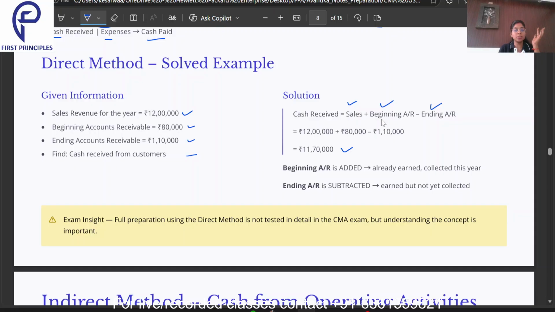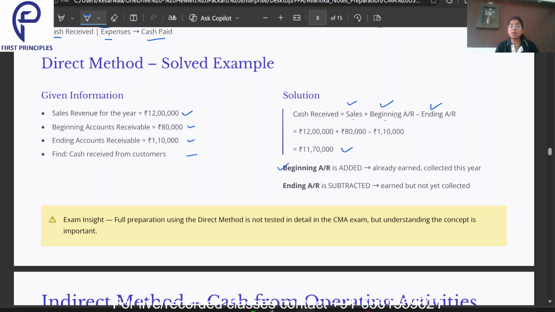So basically this is the total sales. This is the beginning accounts receivable, that is, at the beginning of the year, how much is outstanding? So sales plus beginning accounts receivable. Then at the end of the year, only those accounts receivable will be outstanding. Only those customers will be there who have not paid us the cash. So simply, beginning accounts receivable plus the sales we have made throughout the year. From that we remove all the accounts receivable that are outstanding, that means yet to be paid to us at the end of the year. The remaining amount we have already received. So that's how we got the 11,70,000.